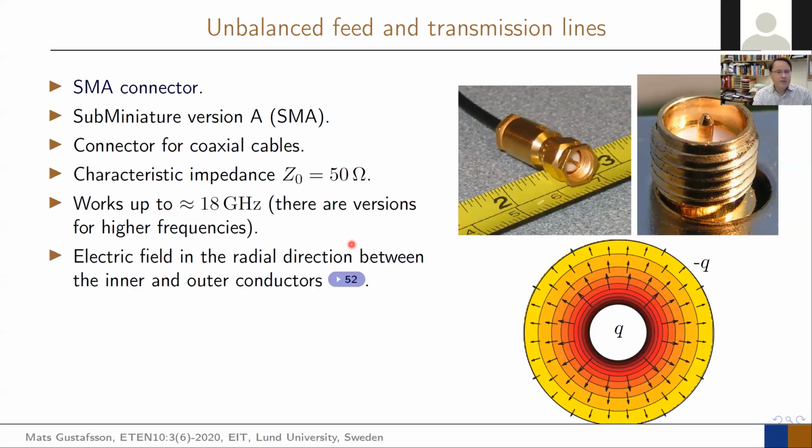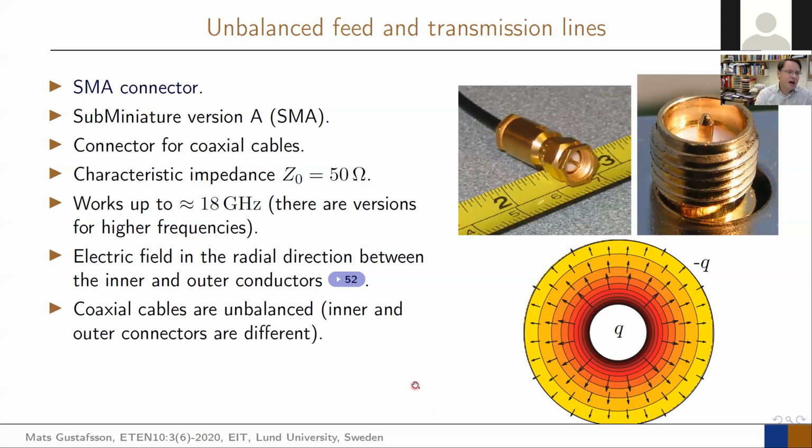If we look at the electric field between these two, it typically goes from the inner conductor to the outer conductor here. It could go the opposite way too, but it goes in the radial direction around this inner conductor. So very, very different from this twin wire that we had before.